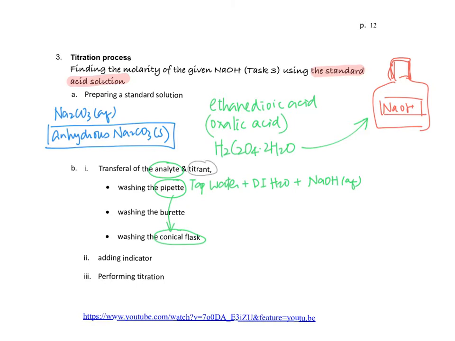Our titrant, the ethane dioic acid solution, will be placed in the burette. The burette should also be carefully rinsed with tap water, then deionized water, and lastly with the solution to be contained, that is, rinsed with a small amount of the standard acid solution. Then we need to add the suitable indicator, and we can start our titration.